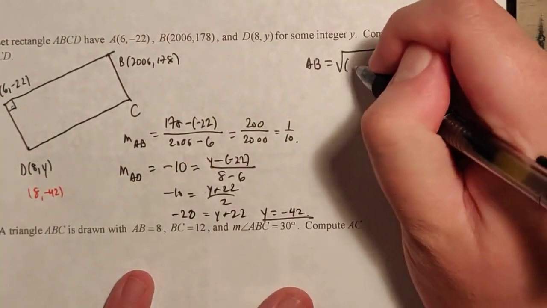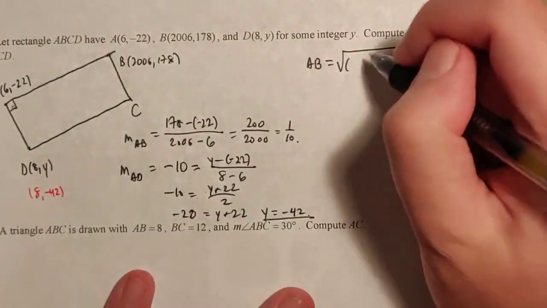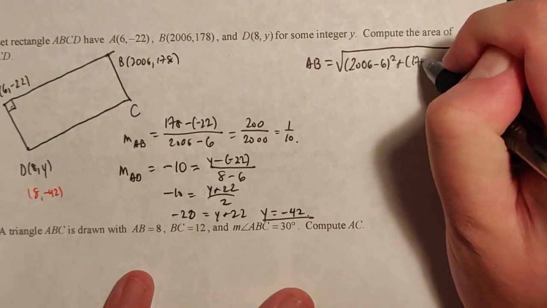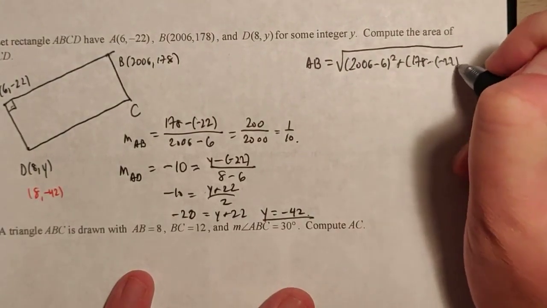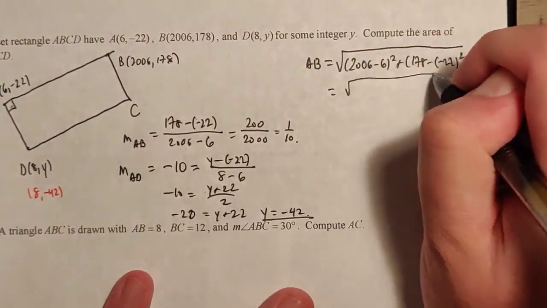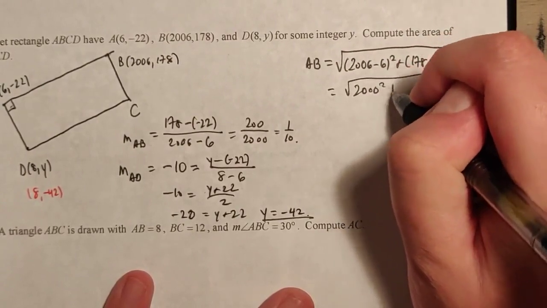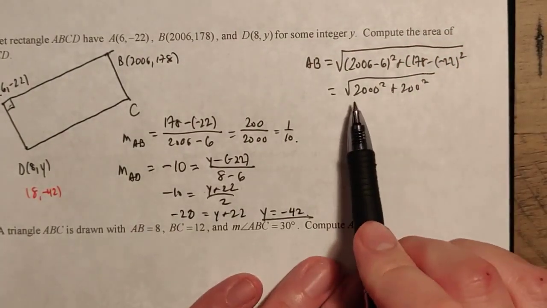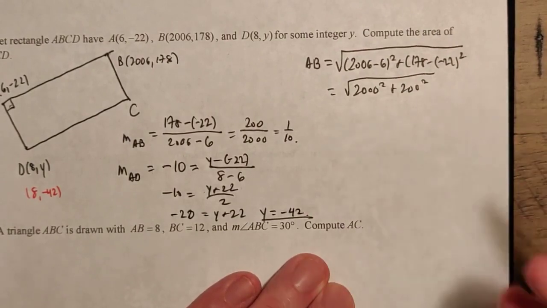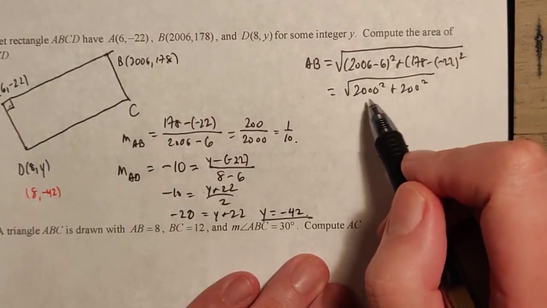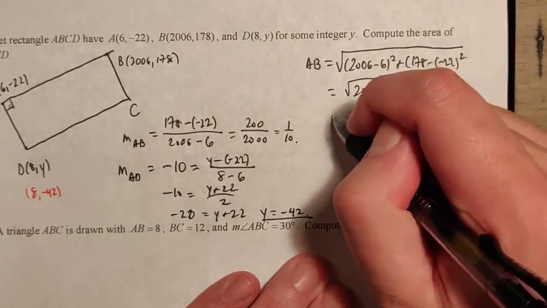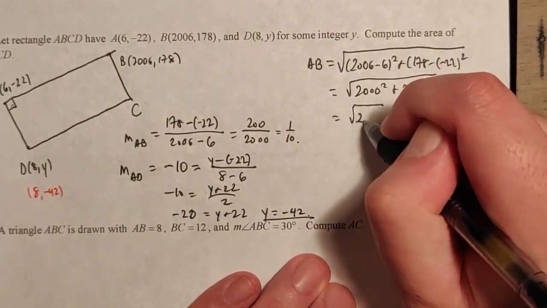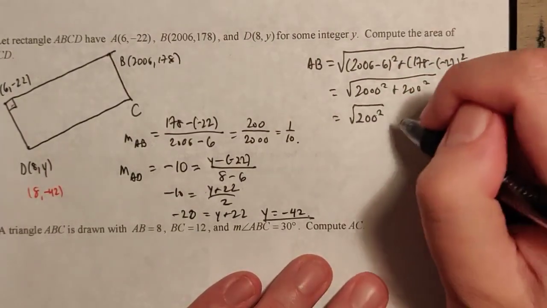So AB in this case, again, is going to be x. So let's see, we're going to compare the x coordinates. So it's 2006 minus 6 squared plus 178 minus a -22 all squared. So this is going to be the square root of 2000 squared plus 200 squared. Now, before you actually do the calculation, we know that in this situation, there's a 200, so 2000 is really 200 times 10. And there's 2 copies of it because we have 2 copies of 2000 here. So I can actually yank that out. I'm actually going to pull out 200 squared from both of these.